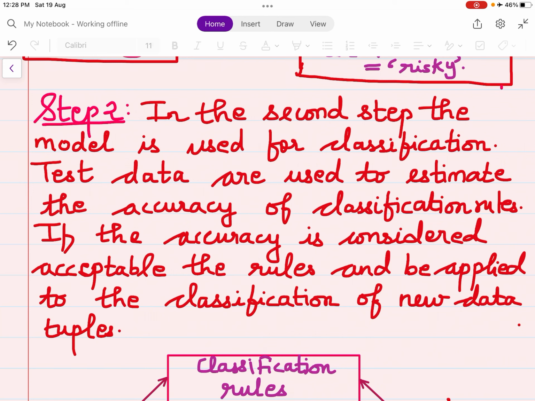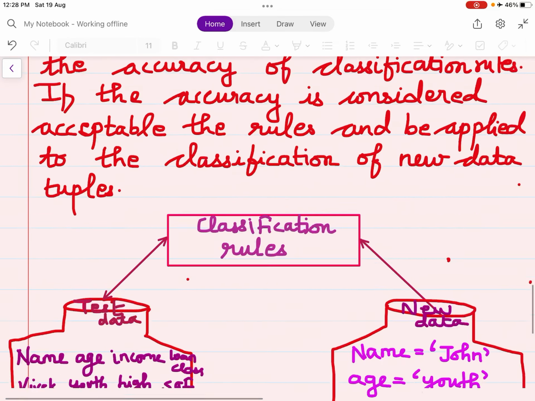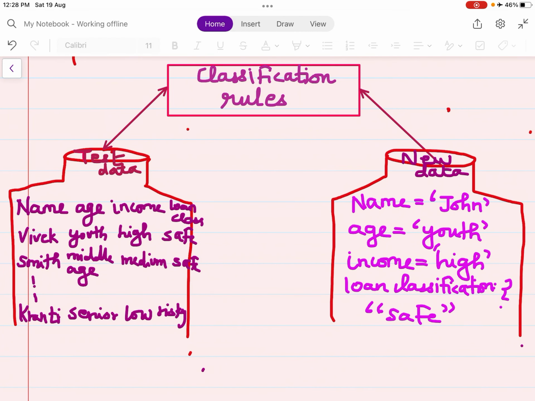So then, if your classification rule is accurate, then only you can classify the new data tuples using that classification rule. So what is the test data? Name is Vivek, youth, income high, loan classification safe. Name Smith, age middle age, income medium, loan classification safe. Name Kranti, age senior, income low, loan classification risky. So this is your test data.